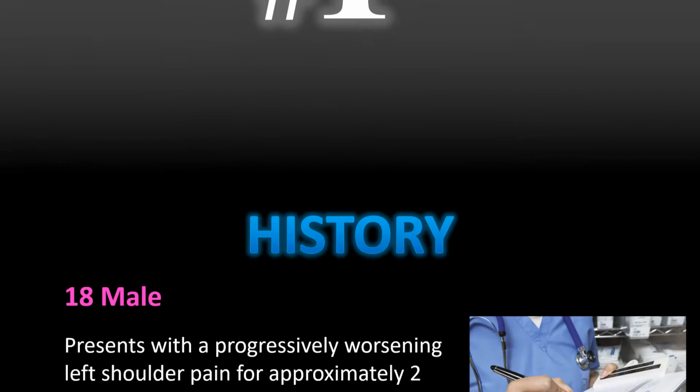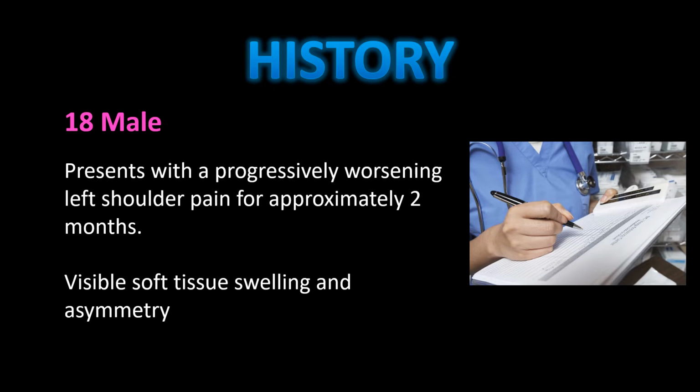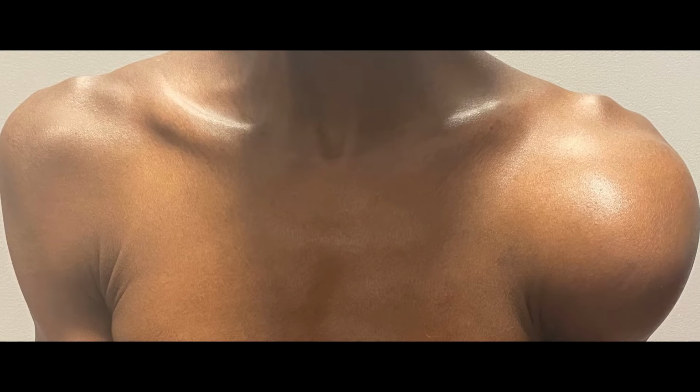And here's the first case. So some history on this individual. This is an 18-year-old male who presented with a progressively worsening left shoulder pain for approximately 2 months. And there was very obvious visible soft tissue swelling and asymmetry of the shoulders. And as you'll see, the left shoulder is visibly larger than the right.